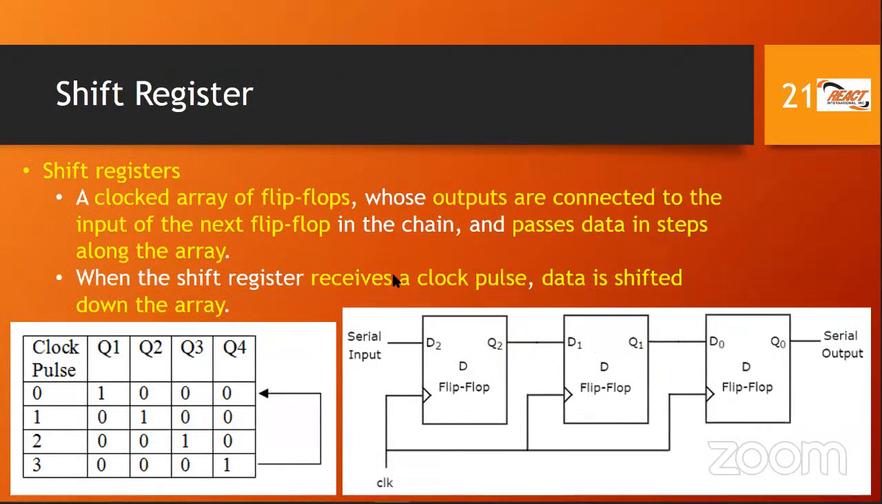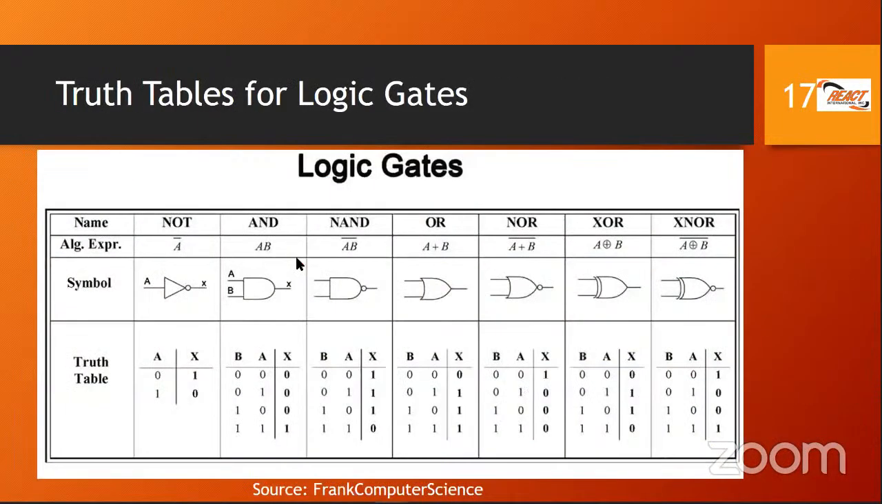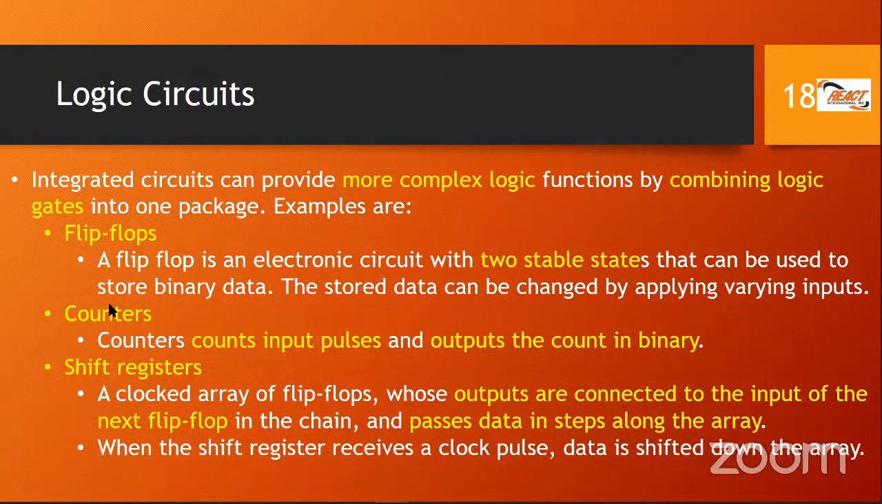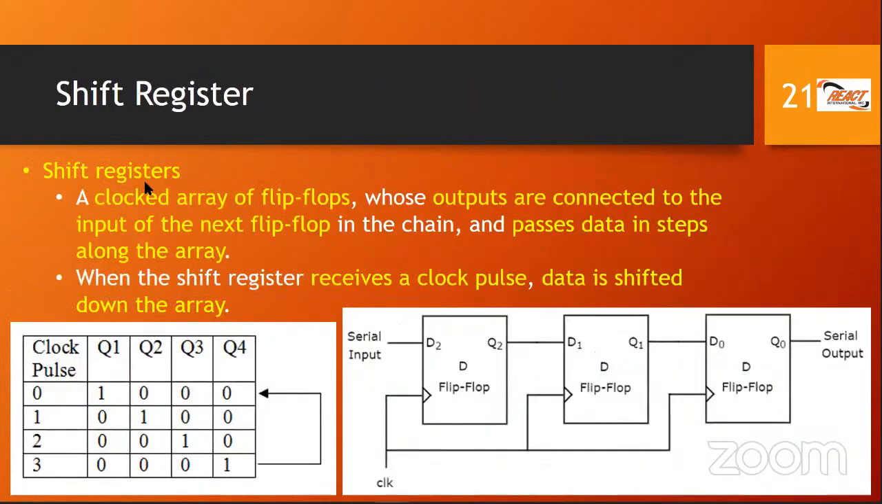Right. And, of course, we have shift registers. Remember we said that there were three different types of logic circuits that we were going to deal with: flip-flops, counters, and shift registers. Well, our last one for tonight is the shift register. We did say, and this is repeated, that a shift register is a clocked array of flip-flops. So here are the flip-flops: first flip-flop, second flip-flop, third flip-flop. They are clocked, meaning they have that clock signal going to all three flip-flops. They are an array, so you have them daisy chained, the first flip-flop going into the second, going into the third. That's why we say shift registers are a clocked array of flip-flops.